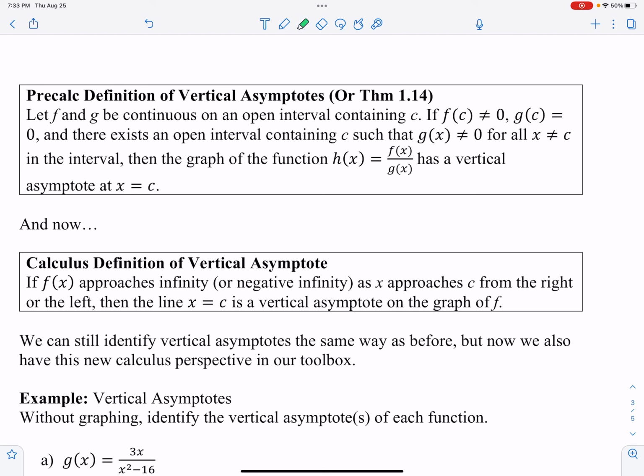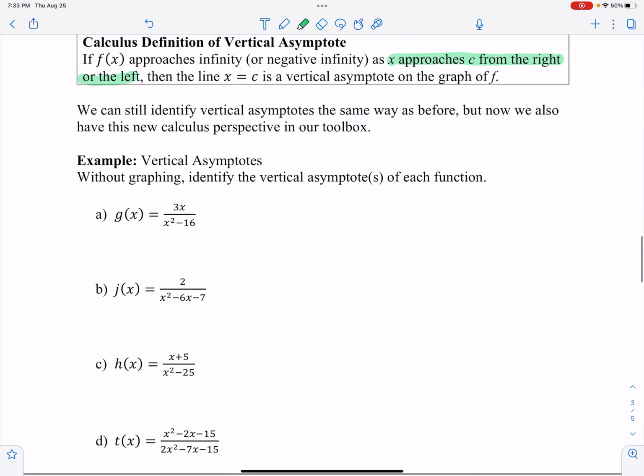And notice this is important. So if, as x approaches c from the right or the left, as long as one of the one-sided limits is approaching positive or negative infinity, it means that there is a vertical asymptote, or, remember, an infinite discontinuity at x equals c. So we can still identify vertical asymptotes in the same way that we did before, but now we have this new perspective that we can add in. So just to review, these are basically like algebra pre-calc problems, right? Without graphing, identify the vertical asymptotes of each of these functions.